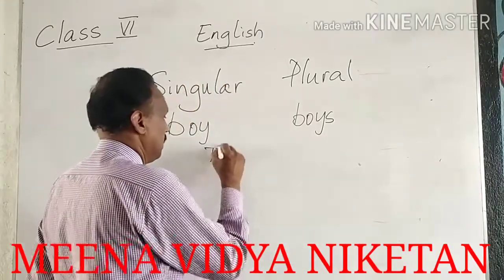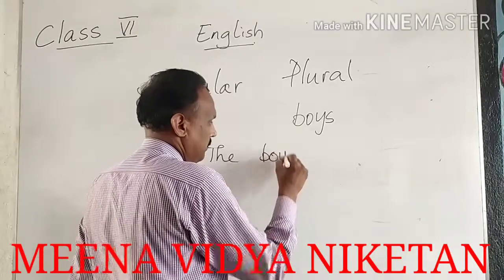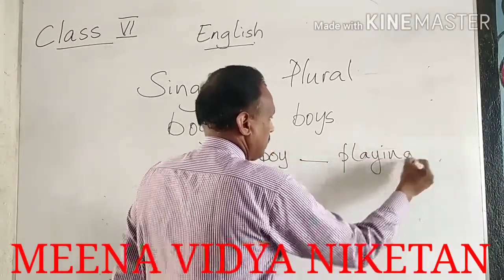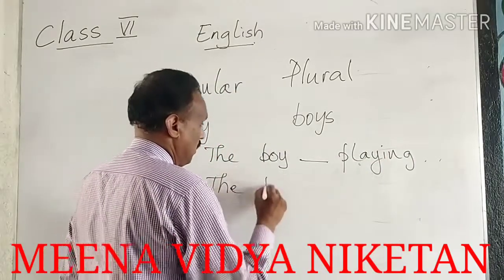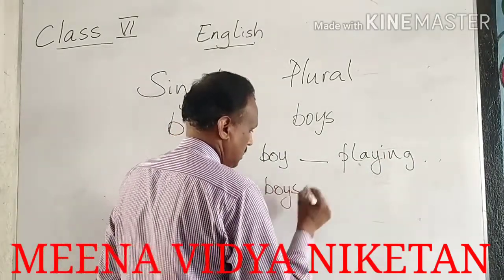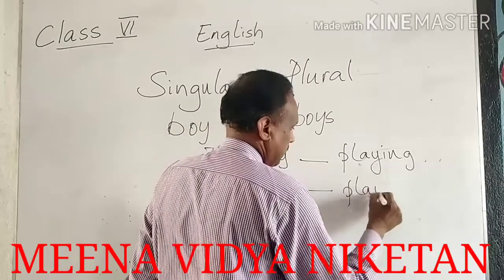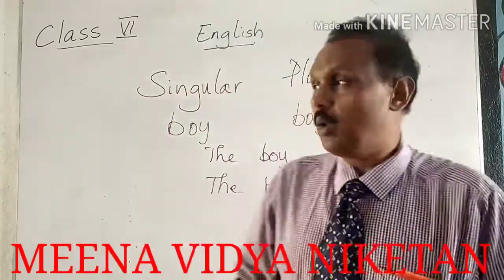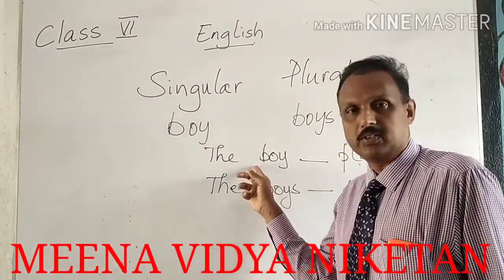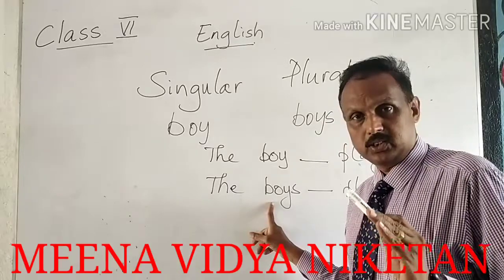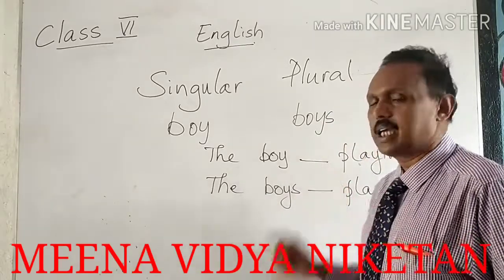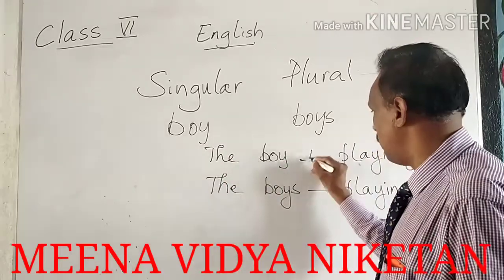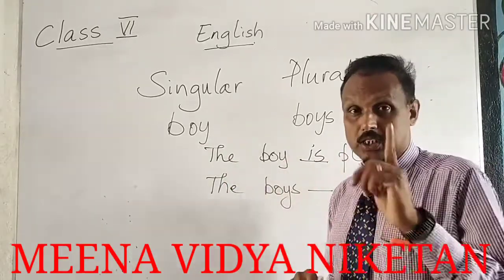For example, the boy dash playing. The boys dash playing. Here I have given you two similar sentences, but there is only one difference. In the first sentence it is given in singular, second sentence it is in plural. So grammatically how does it come? You have to observe this one. It is singular. So how do we say? The boy is playing, because there is only one boy.